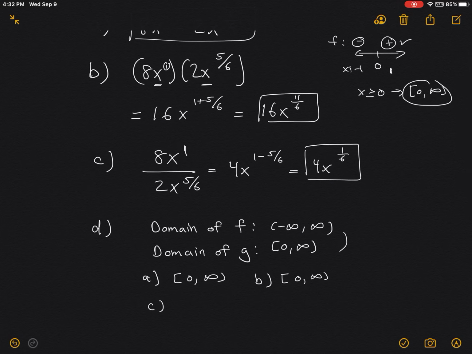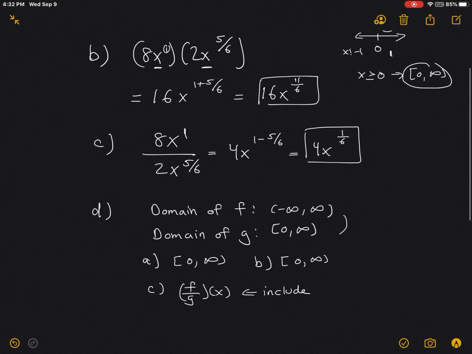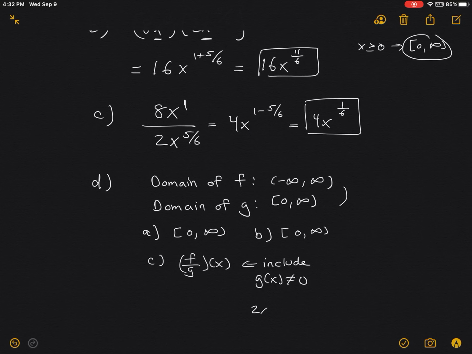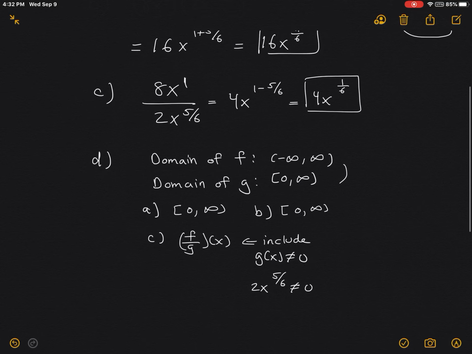And then part C, this is the part where you have to be careful. So remember, part C was f over g of x. And basically, we need to exclude values where g of x equals 0. So what's my g of x function? My g of x function is 2x to the 5 over 6. We know this cannot equal 0. So if you solve it, x to the 5 over 6 cannot equal 0. You take the 6th root of both sides.